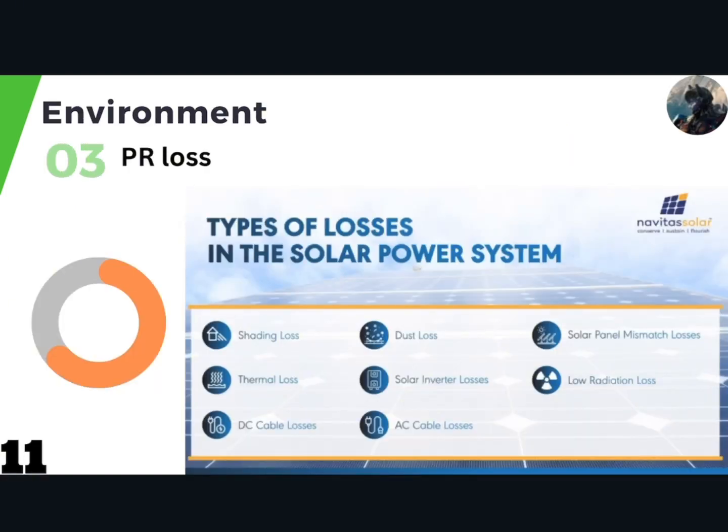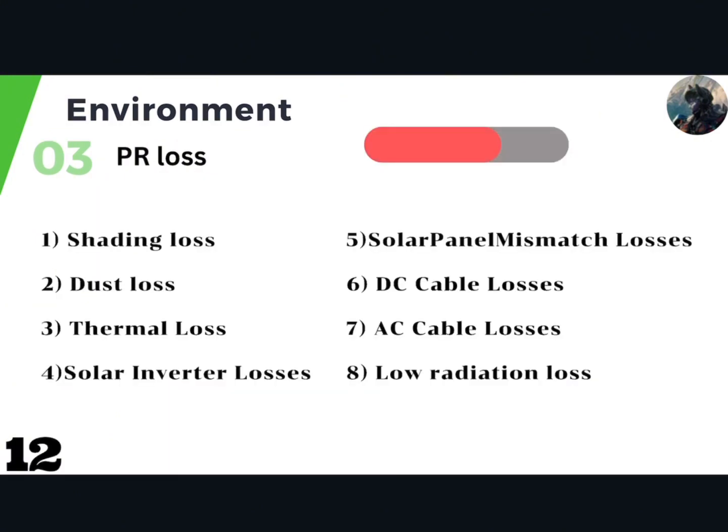The third topic is the PR loss, and from that image, we have eight types of PR loss. PR stands for performance ratio. So we have the shading loss, caused by shadow from other objects, and the dust loss, where dust covers the solar PV. The thermal loss is the overheat that causes more resistivity along the wire or load. We have solar inverter loss, solar panel mismatch loss, and DC cable and AC cable loss, which work similarly to each other because the more heat, the more resistivity, and finally the low radiation loss.